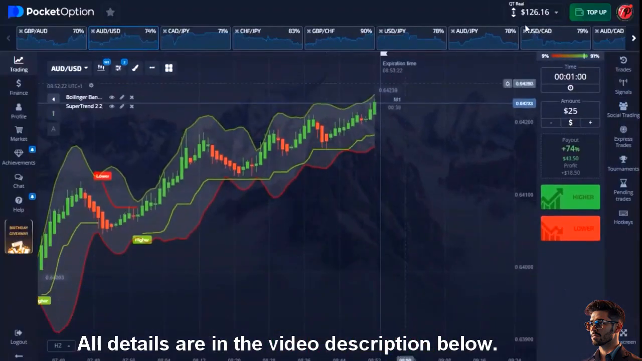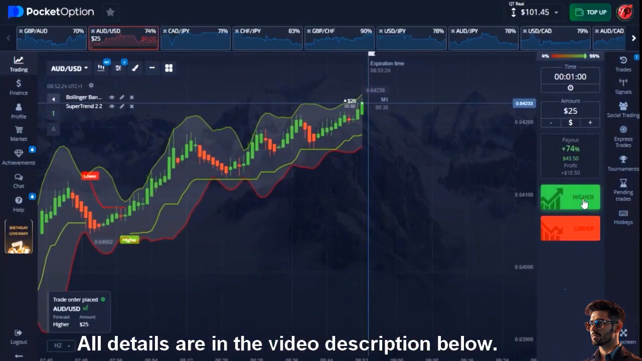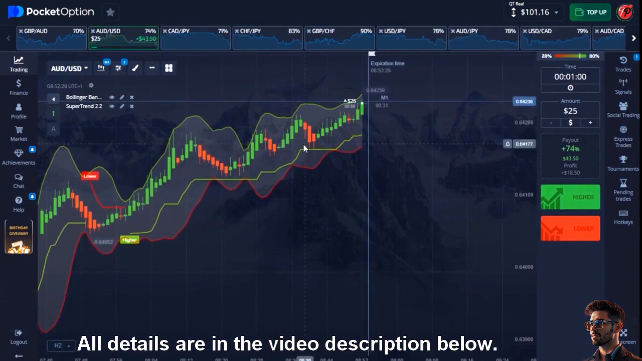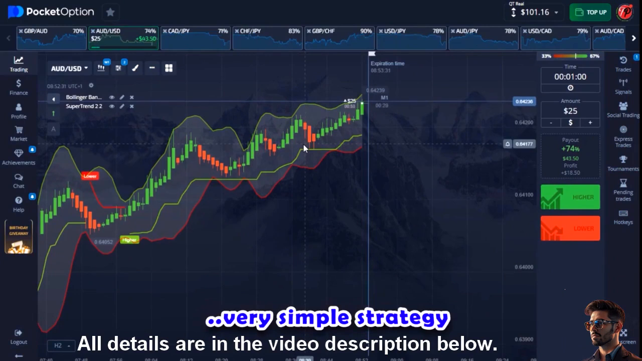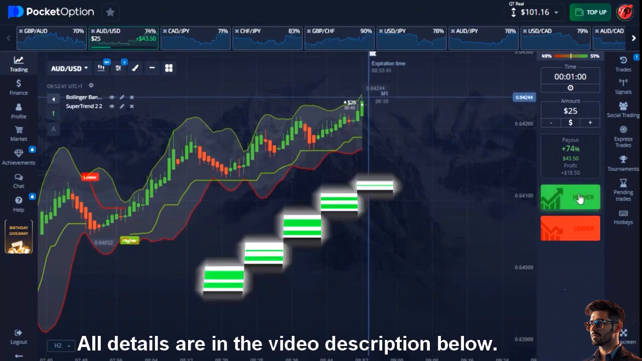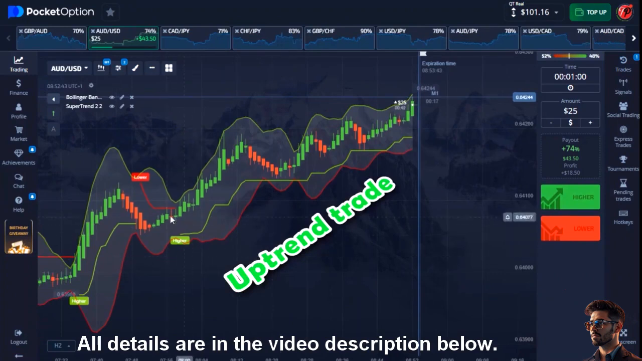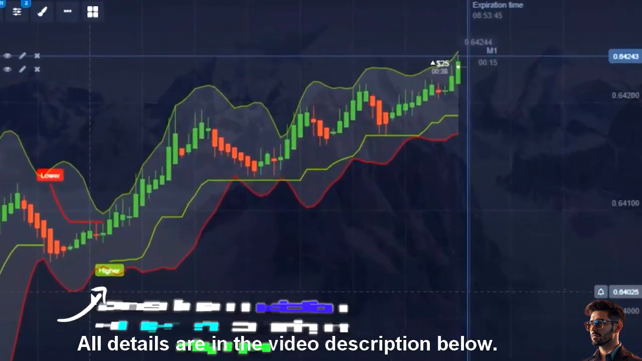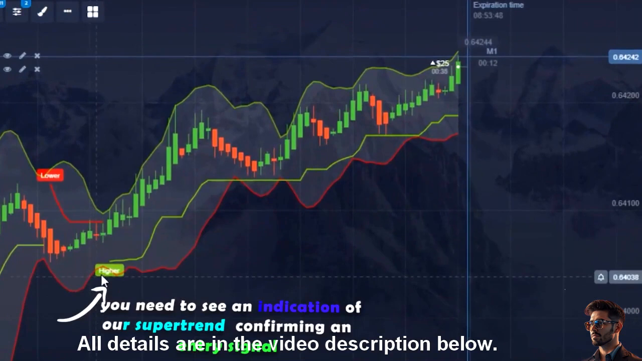Okay guys, over here I'm finding a good moment. So right now I'm going to enter an up trade. Like I said earlier on, it's a very simple strategy. How this strategy works is very simple. The number one thing we always need to look at anytime we want to enter a trade, for example if we're going for an up trade, is to always make sure that we have an indication of our Super Trend signal right there, as you can see.